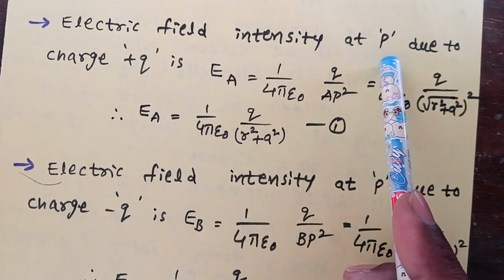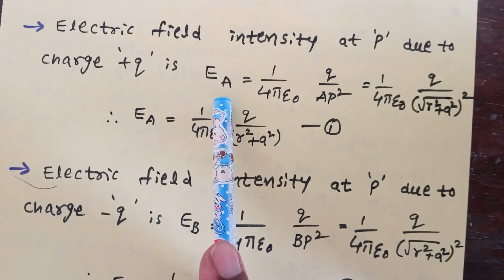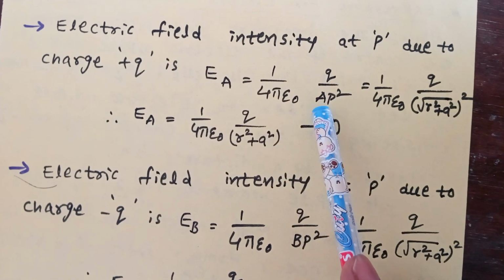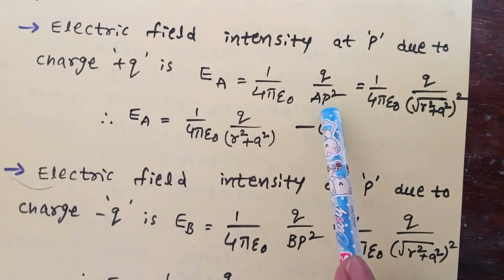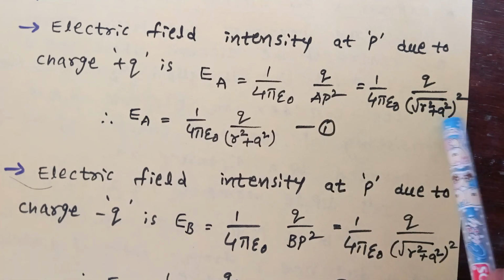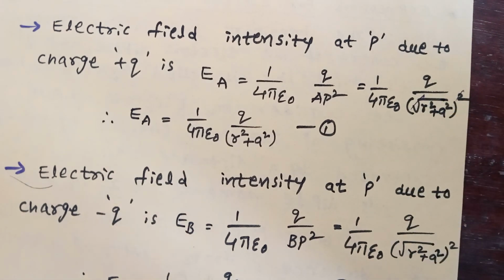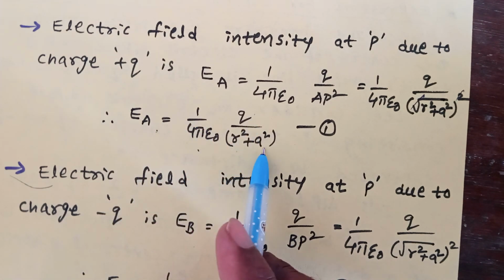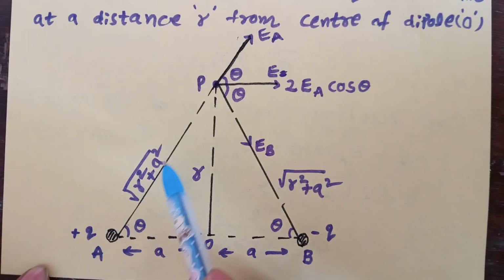Electric field intensity at point P due to the positive charge: electric field at A due to point charge plus q is 1 by 4 pi epsilon naught q by AP square. A is the positive charge, and the distance to point P is square root of r square plus a square. AP square whole square, the square root gets cancelled. So electric field at A is 1 by 4 pi epsilon naught q by r square plus a square. Sir, how are you getting square root of r square plus a square?